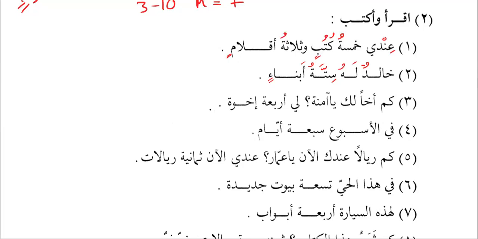عبد القيوم. كم أخا لك يا آمنة؟ لي 4 إخوة. طيب ما معنى الجملة؟ How many brothers do you have, O Amina? I have 4 brothers. نعم. ممتاز.